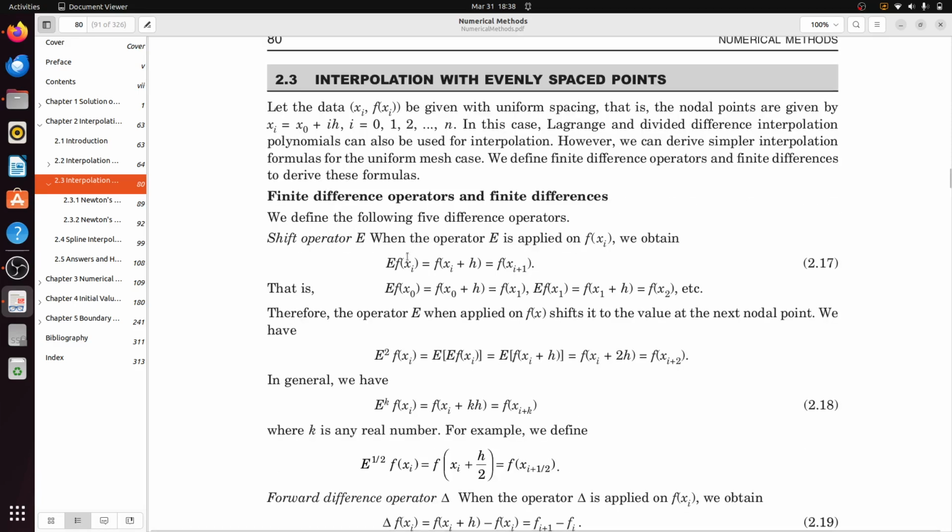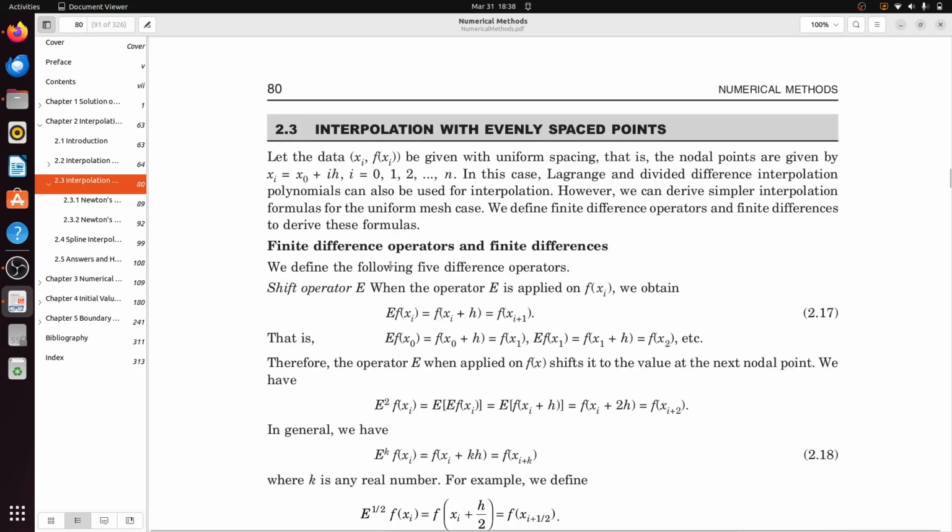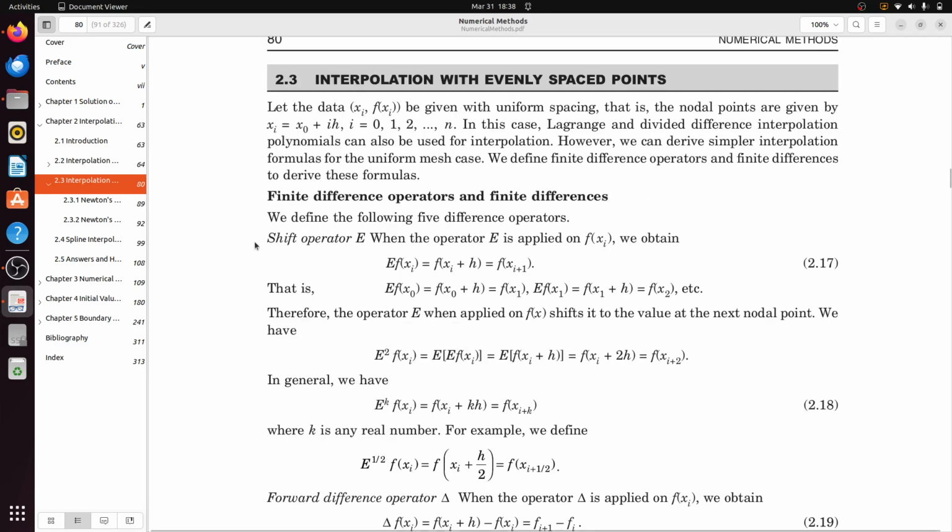Just like there is a differential equation, there is a difference equation, and we define the following 5 different types of operators. E is the shift operator. What does it mean? E of f(xi) is f(xi plus h).